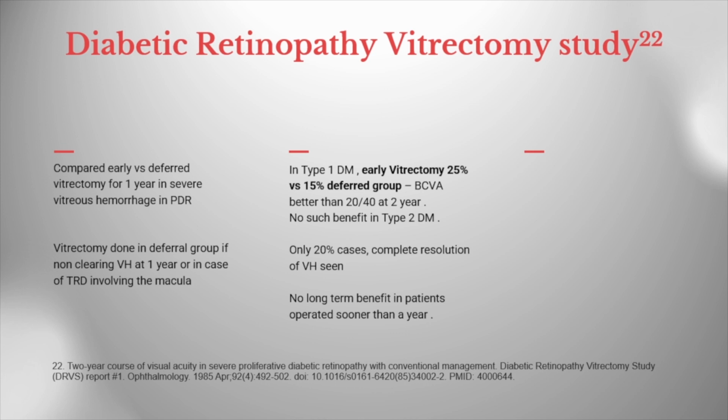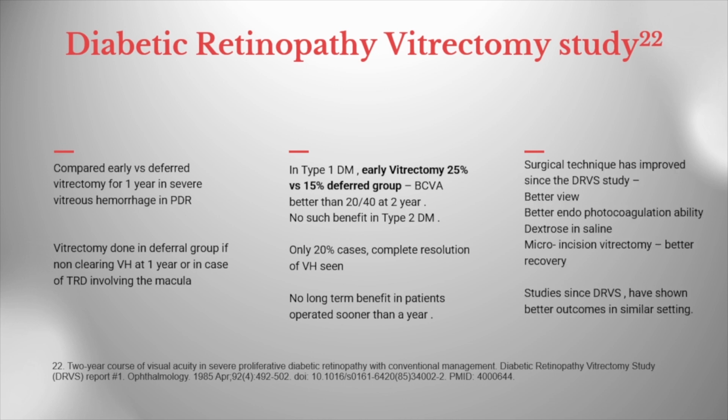The results were that in type 1 diabetes mellitus, early vitrectomy was associated with 25% and in deferral, 15% of patients showed better visual than 2 by 40 at 2 years follow-up. However, only 20% of cases had complete resolution of the vitreous hemorrhage noted.